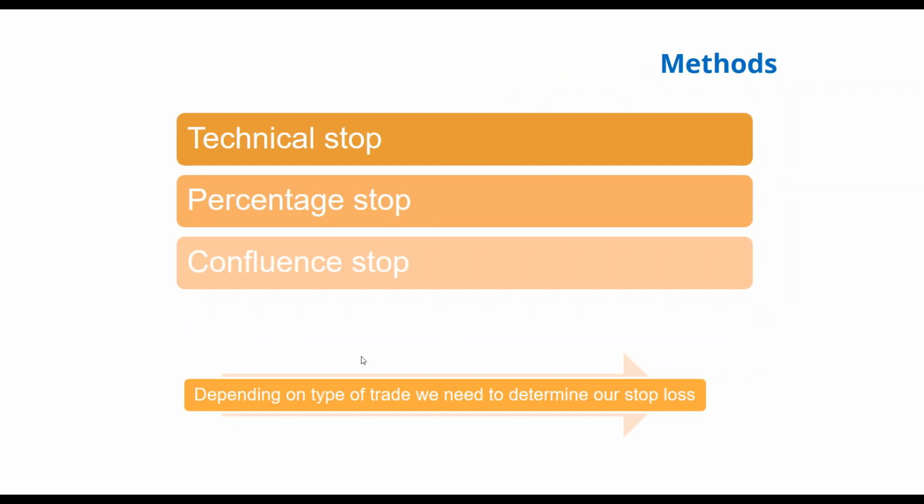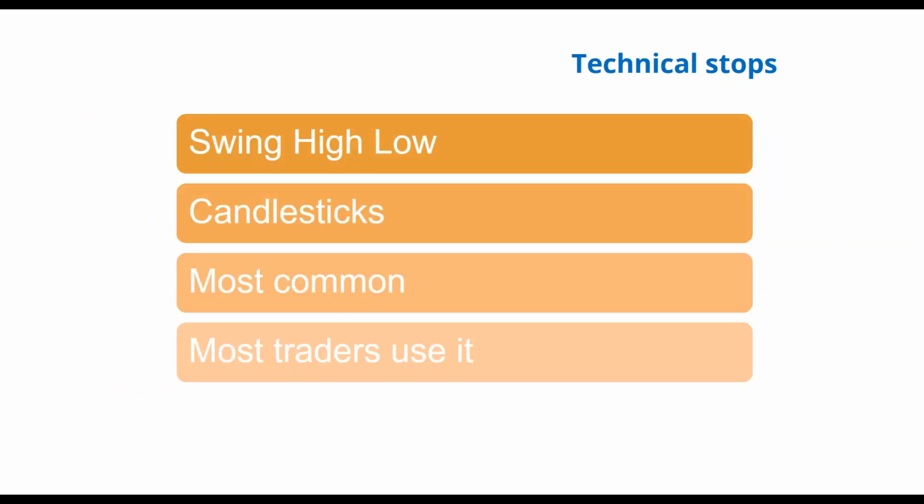Remember what I'm teaching you, because this is the fact. I really am into this 100% and I want you to know how things are going here. Methods for placing stops: technical, percentage, confluence stops. We already talked about this, I will just mention it briefly. Depending on the type of trade and your risk portfolio, you need to determine your stop loss. Technical stop is usually what I use. It's a swing high-low candlestick, most common, and most traders use it.